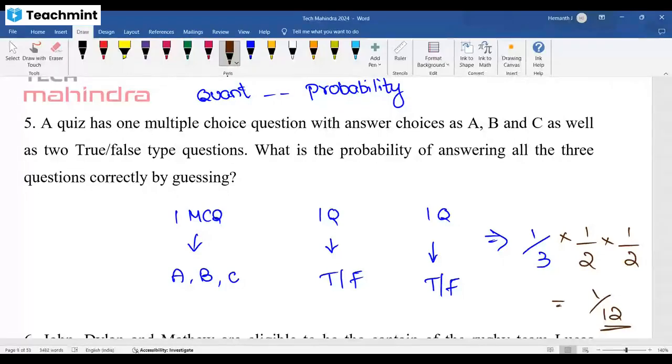If you do plus, it means you are attempting only one of these questions. You need to attempt all the 3 questions, right? First question and second question and third question. With that word and, you have to get multiplication. If you do addition, probability more than 1 will come. That's a blunder mistake, right?